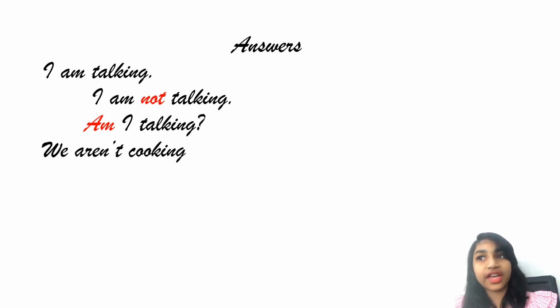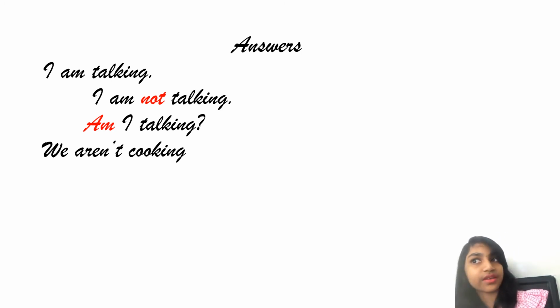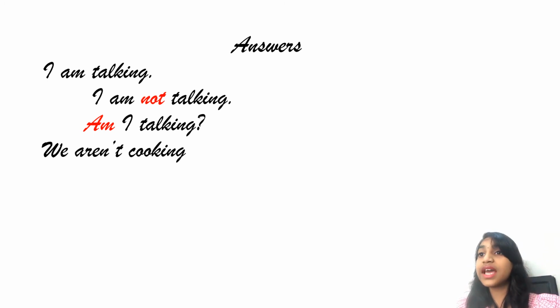We aren't cooking. Over here, we can also say it as we are not cooking. That's because I'm combining two words, "are" and "not," and when I shorten them, I get "aren't." They are called contractions. If you want to know more about contractions, I already made a video about them and I'll send you a card. It will appear and you can click that to learn more about what a contraction is. Now let's move back to the answers.